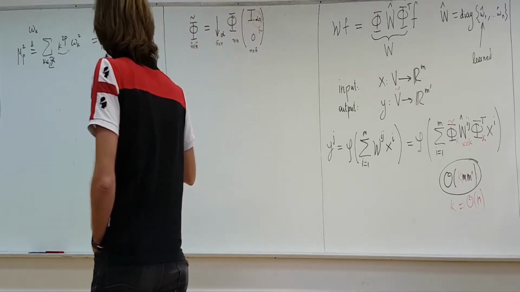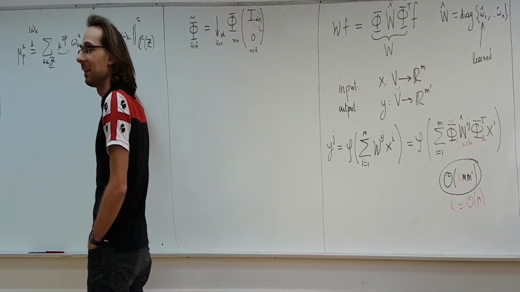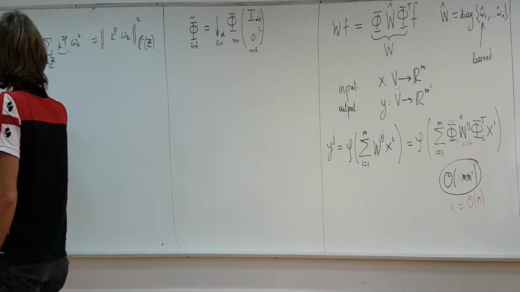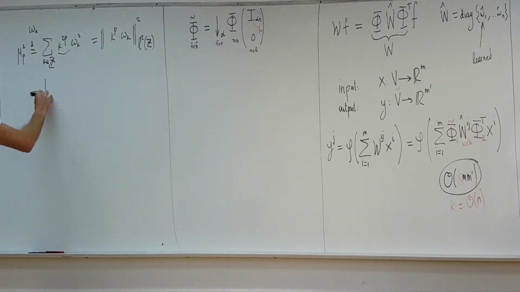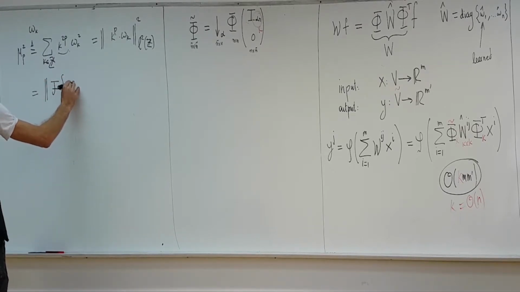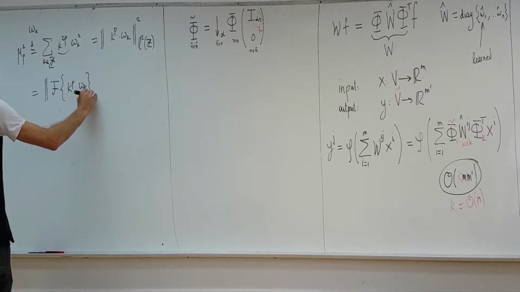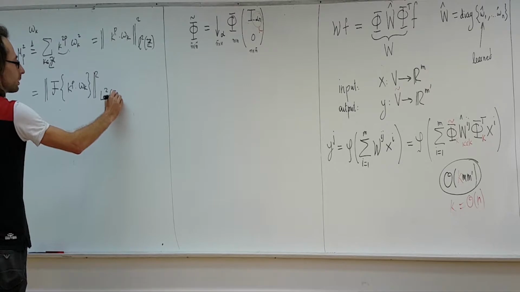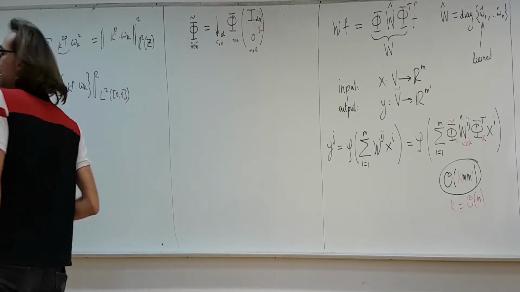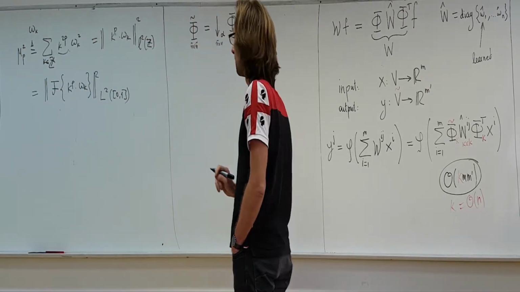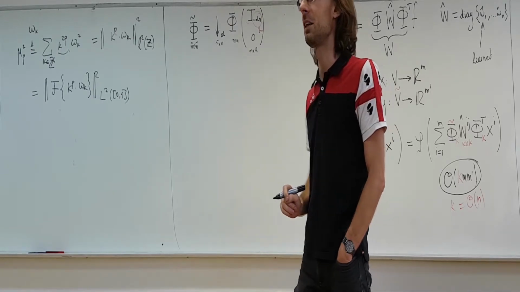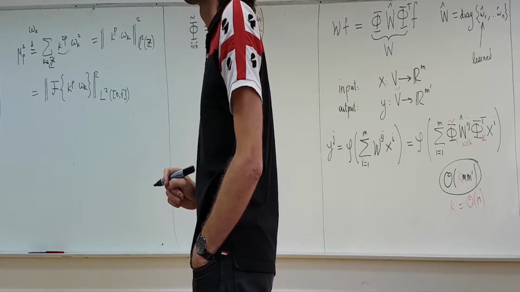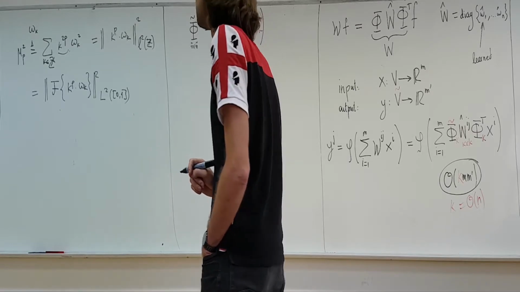Now, by Parseval's identity, this will be equal to the L2 norm squared of the Fourier transform of this product, taken over the interval 0 to 1, the space where the Fourier transforms are defined. This is Parseval's identity, a consequence of the fact that the Fourier transform is unitary.